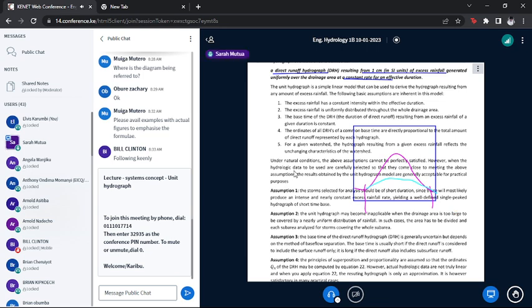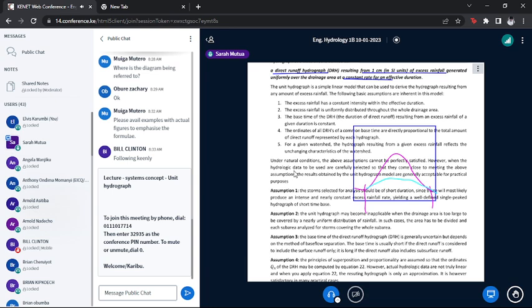Then the ordinates of all direct runoff hydrographs of a common base time are directly proportional to the amount of direct runoff represented by each hydrograph. And then for a given watershed, the hydrograph resulting from a given excess rainfall reflects the changing characteristics of the watershed.